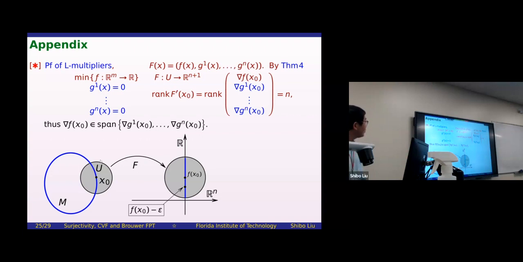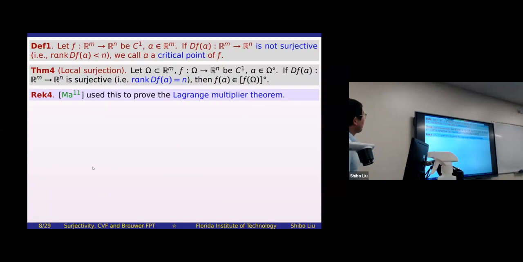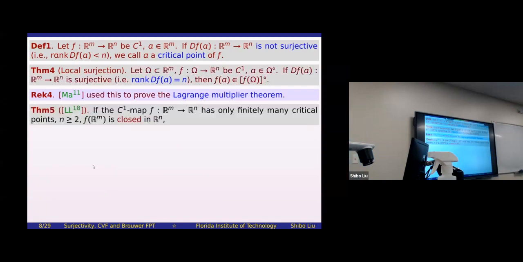I feel this proof is very interesting. Okay, now let's go back to our main topic. Our result is this result published in 2018. So our map is a map from R^m to R^n which has only finitely many critical points.